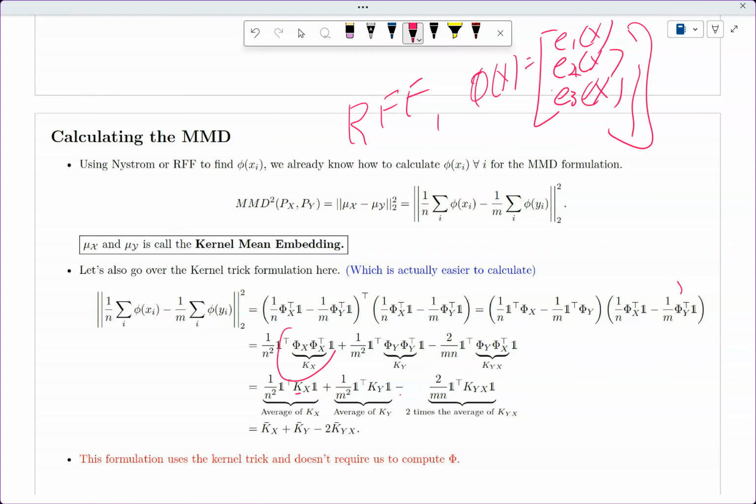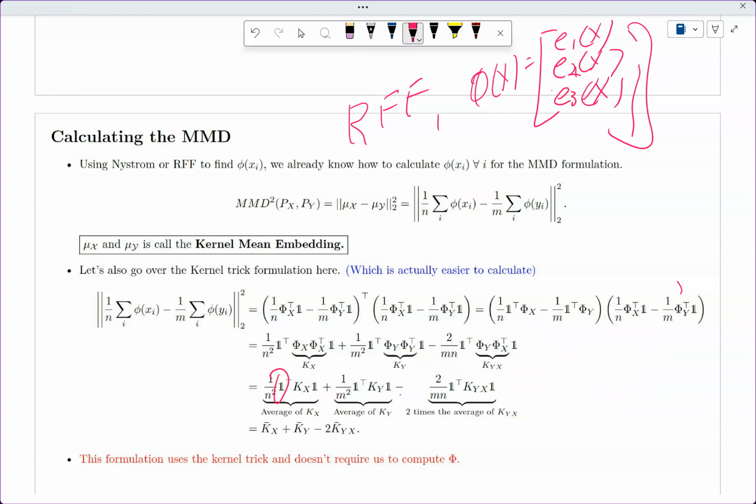Now, this right here, from the other kernel lectures, is just the kernel matrix for x, right? And this is just the kernel matrix for y. And this is the kernel matrix for x, y. So if you have phi of y, phi of x transpose, that essentially gives us this. So I'm just going to call these kx, ky, kxy.